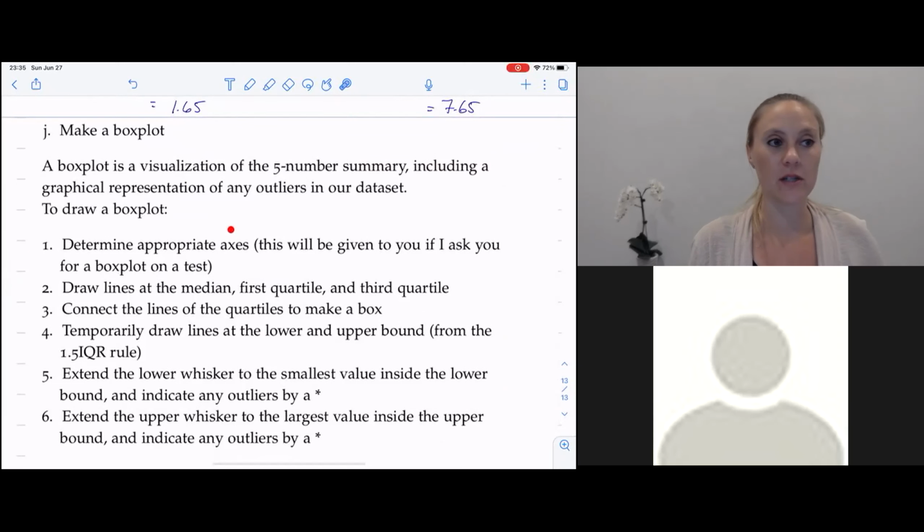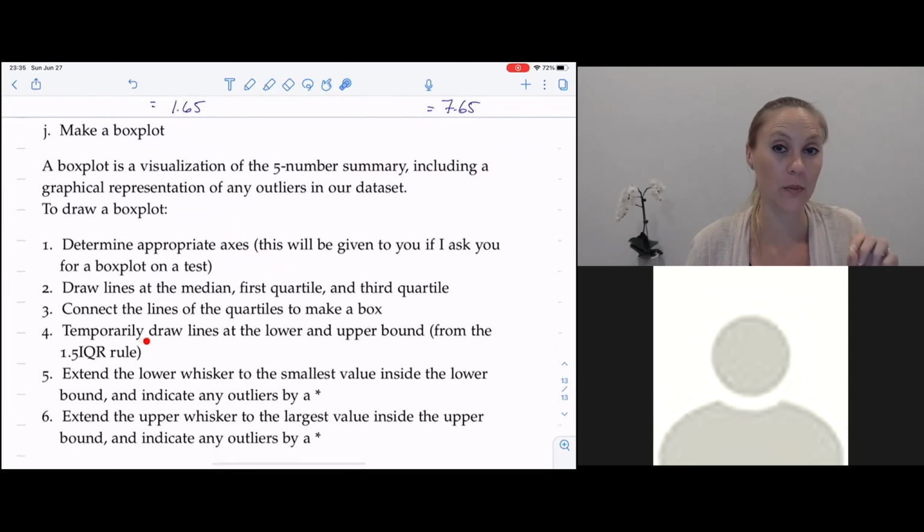So you're going to have to determine the appropriate axes, or it'll be given to you if you ever had to draw it, but probably not. What you're going to do then is draw lines at the median, the first quartile, and the third quartile, so the middle values of your 5-number summary. And then you're going to connect those lines of the quartiles to make a box with a line in the middle. And I'll show you what I mean in a second here.